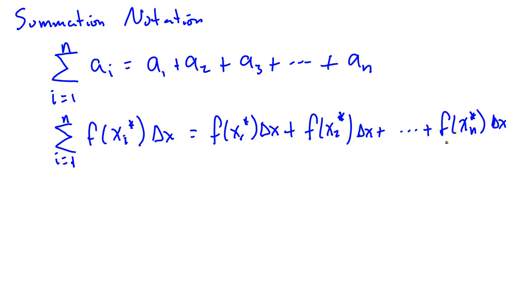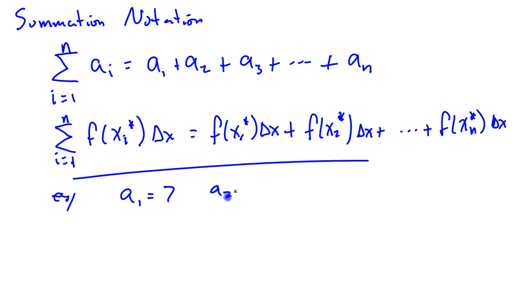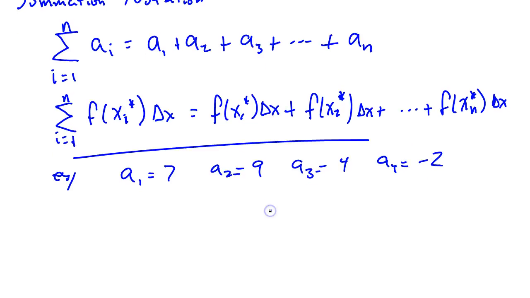Let me do just one example where it's not an area calculation, but you might use the I in different ways. Let's suppose I have some numbers up here where I know that A1 is equal to 7 and A2 is equal to 9 and A3 is equal to 4 and A4 is equal to -2. Somehow I have this information. And I want to look at the sum I equals 1 to 4 of I times AI.